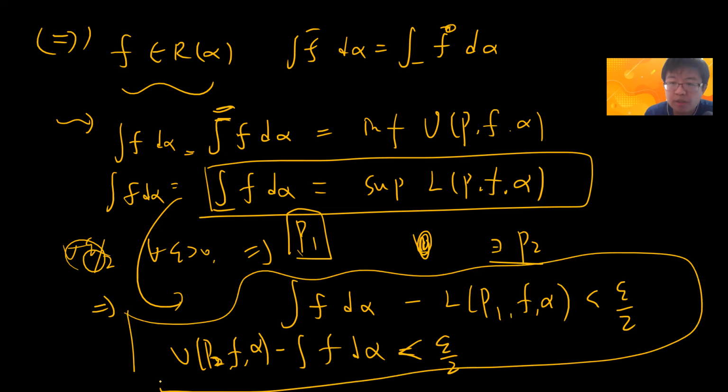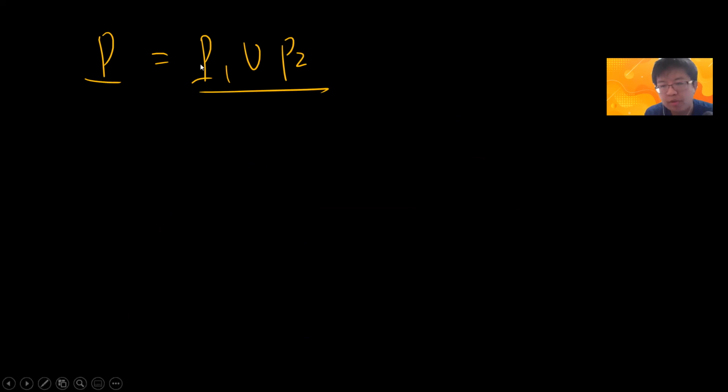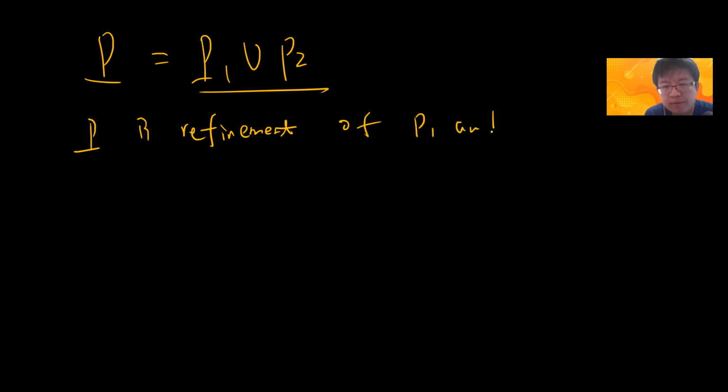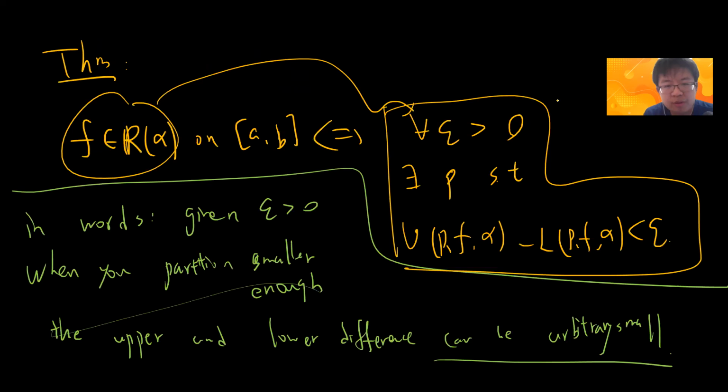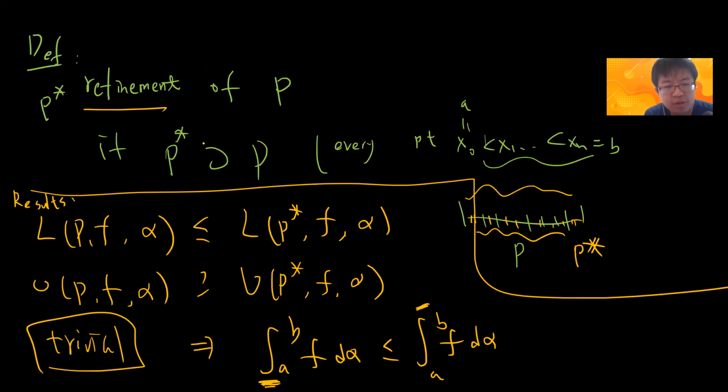So how do we combine these two partitions? I can define a partition P to be P1 union P2. P1 is a set, P2 is a set, and you get a partition which is a refinement of P1 and P2. By the previous video, I proved the property, I don't write the proof, but it's trivial, that if you have a partition refinement, then the lower sum will increase and the upper sum will decrease.